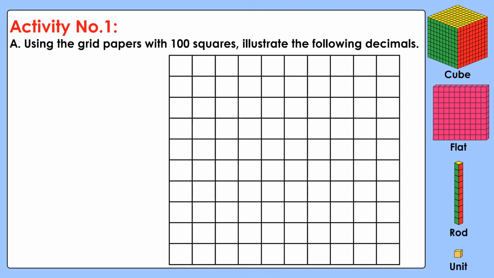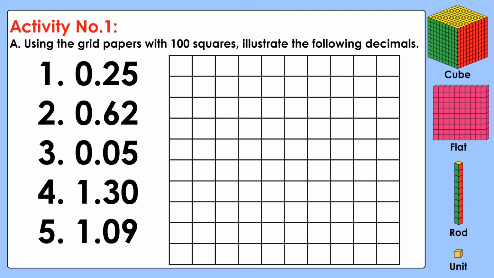Activity number 1. Using the grid papers with 100 squares, illustrate the following decimals. Number 1, 0.25 or 25/100. Number 2, 0.62 or 62/100. Number 3, 0.05 or 5/100. Number 4, 1.30 or 1 and 30 hundredths. Number 5, 1.09 or 1 and 9 hundredths.